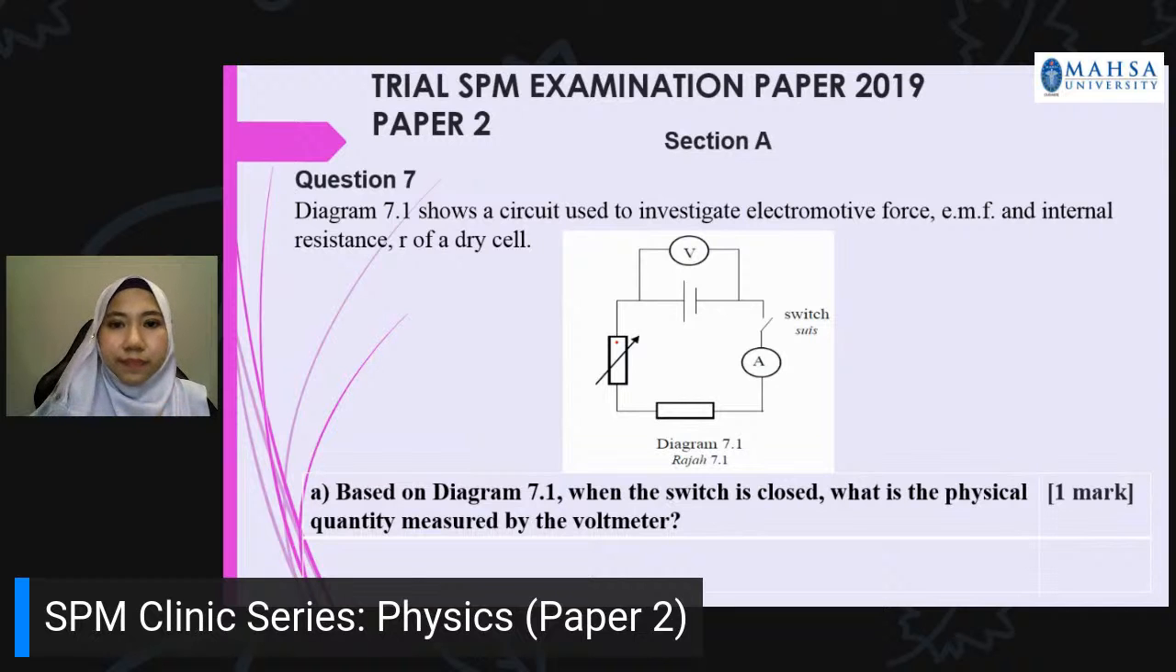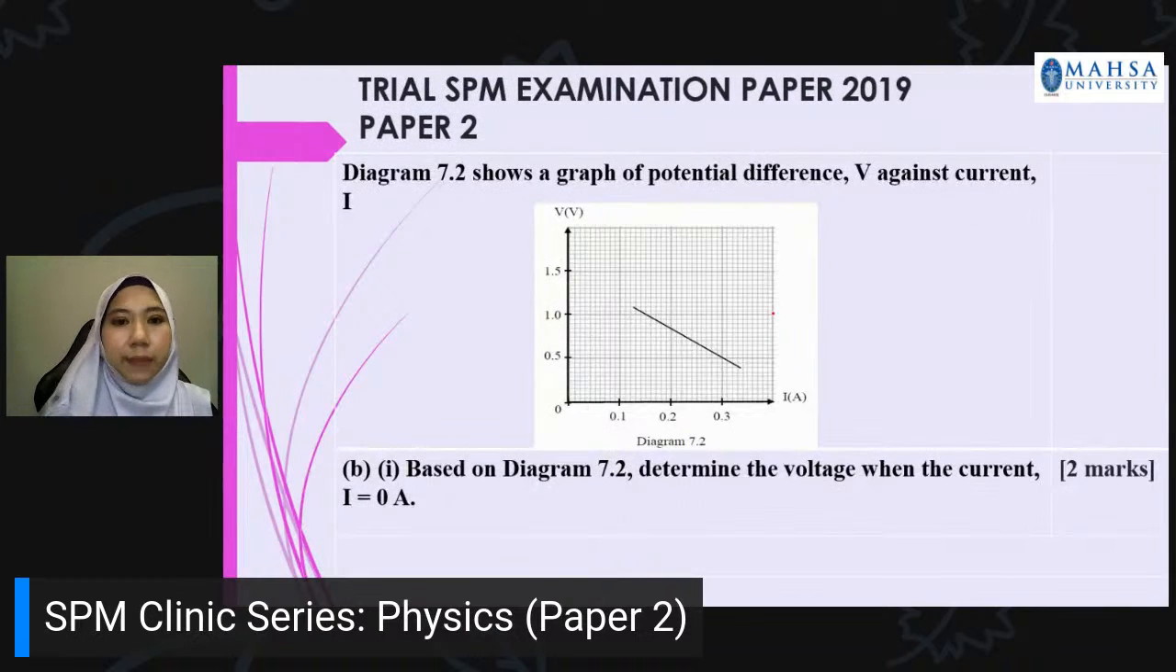Next, let's read the question. Based on diagram 7.1, when the switch is closed, what is the physical quantity measured by the voltmeter? The question is the same as the previous question. You want to state the physical quantity that is measured by the voltmeter. For the voltmeter, it is the potential difference. The voltmeter measures the potential difference or the voltage in the unit volt.